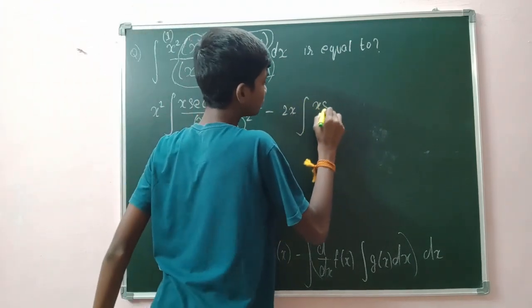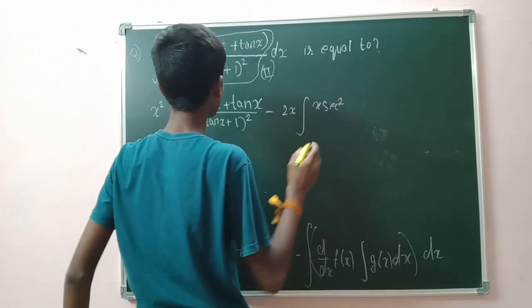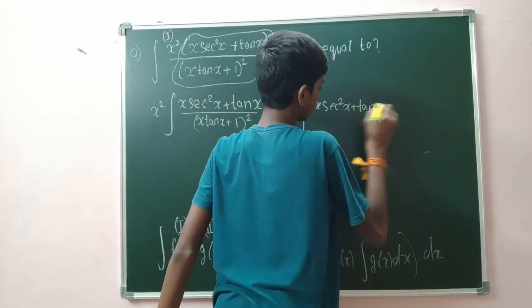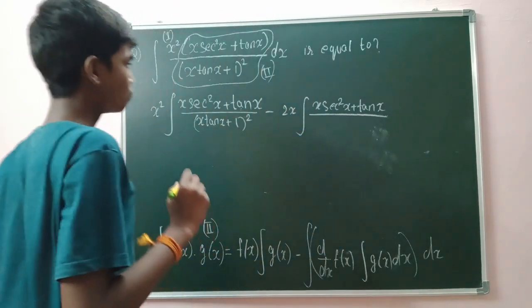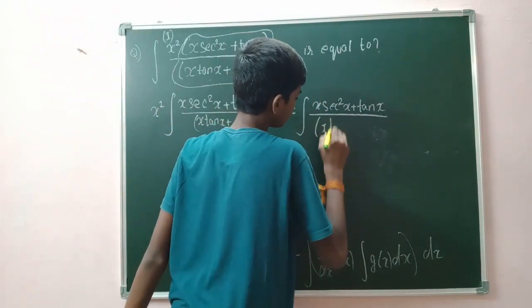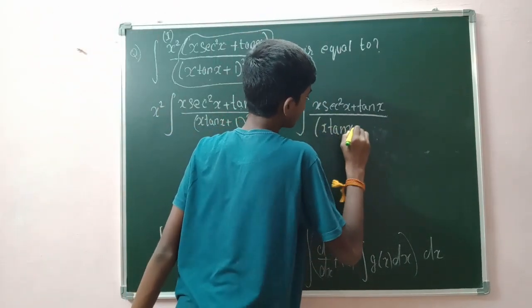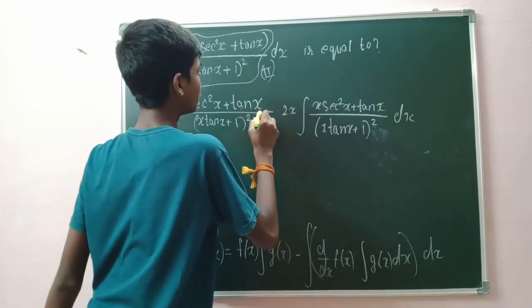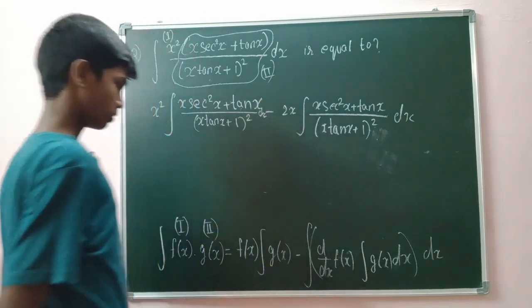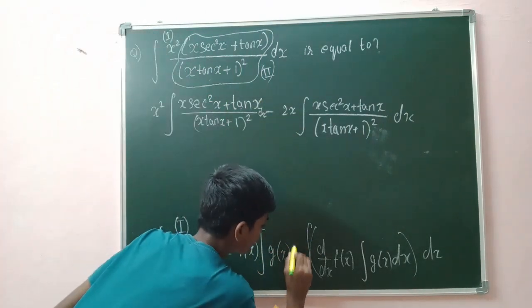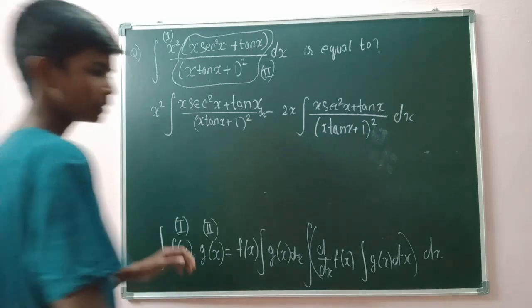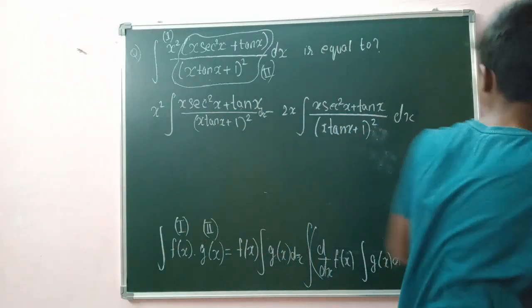Then the integral of g of x, that is the integral of the second function, the same integral: (x sec²x + tan x) divided by (x tan x + 1) the whole squared, dx. Here I forgot to put dx, so I should put dx here. Okay, so this is what we will do. One second, wait, I will write it in a clearer way.